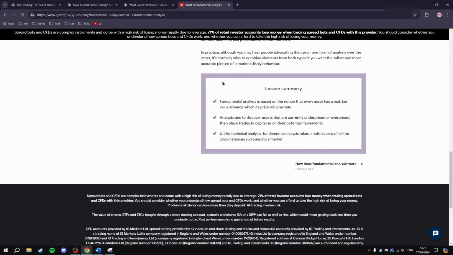Lesson summary. Fundamental analysis is based on the notion that every asset has a real fair value towards which its price will gravitate. Analysts aim to discover assets that are currently underpriced or overpriced, then place trades to capitalize on the potential movements. Unlike technical analysis, fundamental analysis takes a holistic view of all the circumstances surrounding a market.